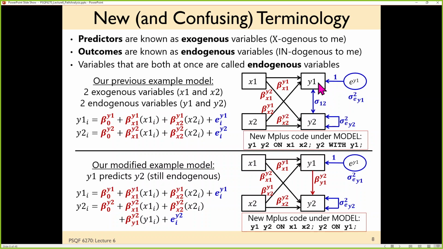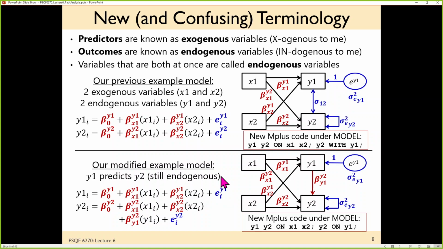So in the first model, y1 and y2 are just related. In the second model, y2 is an outcome of y1. So y1 is a predictor and an outcome at the same time in this analysis. y1 would still be considered endogenous, though, because it is being predicted. So if I wanted to fit this model in M+, I would replace the with in the second phrase here with the on. That creates a directed relationship instead.